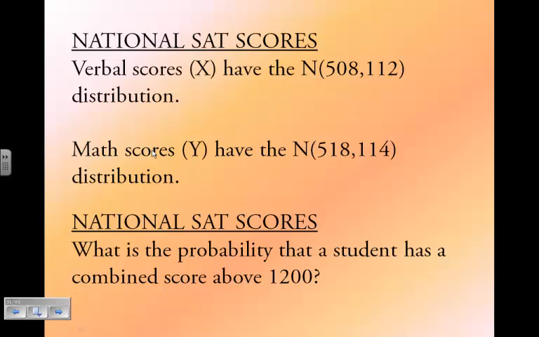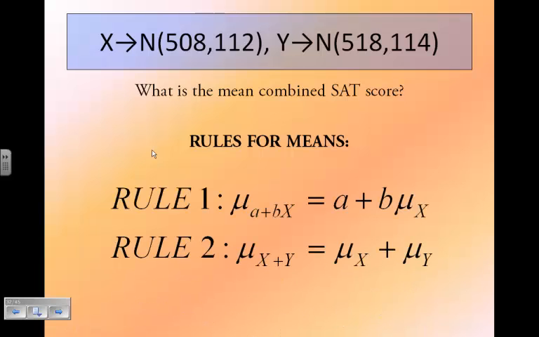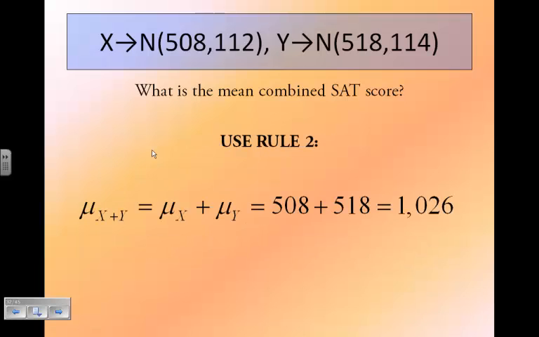In order to answer this question, we're going to have to combine these math and verbal scores. So if the verbal scores, the X, have a normal distribution of 508, 112, and the math, which is the Y, has a normal distribution of 518 and 114, the mean combined SAT score would use the rules for means. So the mean of x plus y, the math plus the verbal, we add them up, so the mean is 1026.